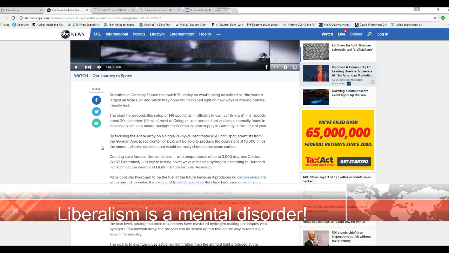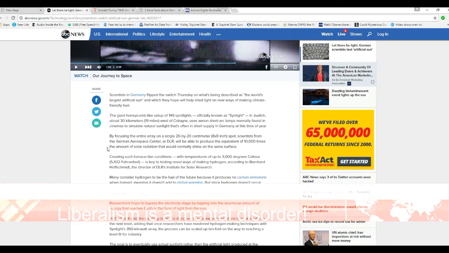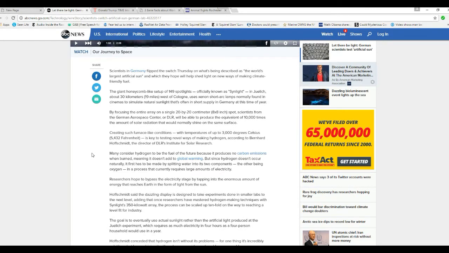They're focusing the entire array on a 20 by 20 centimeter or 8 by 8 inch spot. Scientists from the German Aerospace Center, DLR, will be able to produce the equivalent of 10,000 times the amount of solar radiation that would normally shine on the same surface, creating such furnace-like conditions with temperatures up to 3,000 degrees Celsius or 5,432 degrees Fahrenheit, which is key to testing novel ways of making hydrogen, according to Bernhard Hoffschmidt, director of DLR's Institute for Solar Research.